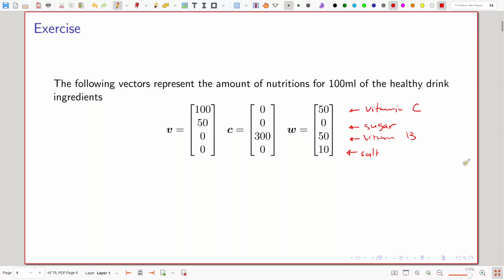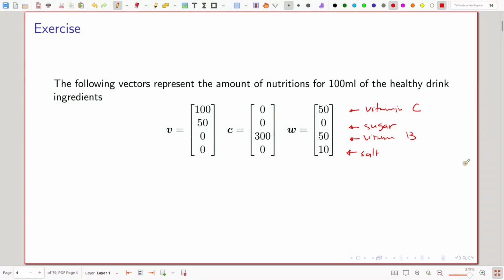So if you take 100 milliliters of V, you get 100 milligrams of vitamin C and 50 something of sugar, stuff like that. So for each of the three types of drinks, you have this information. We describe this as vectors, so we have three vectors for three types of drinks.